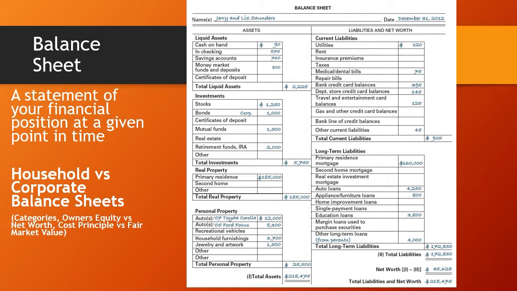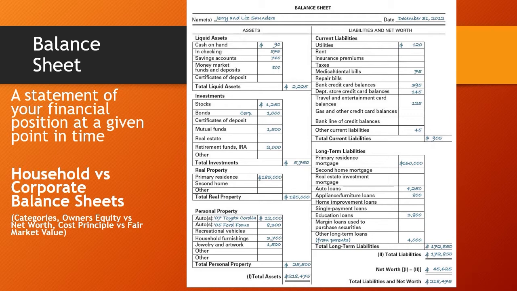And so that differs because for a company, we might list things at the purchase price. At any rate, those are some of the differences between a corporate balance sheet and a household balance sheet. So we skipped a category. One of the categories was investments.